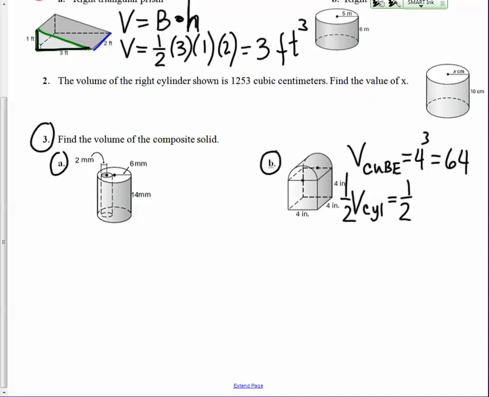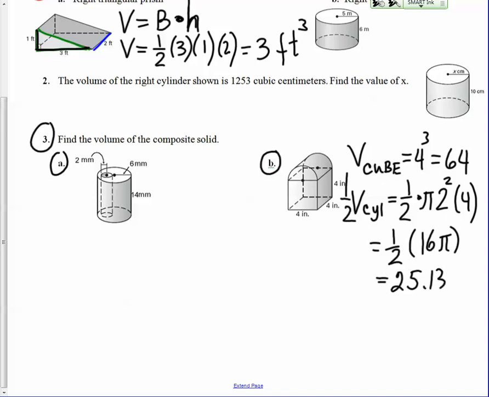So let's see. The volume of the cylinder should be pi r squared times h. I'm writing this 1/2 because I'm looking only for the half, and then r, in my case, is going to be 2 squared, and times h, the height of the cylinder, which is 4. So let's see. 1/2 times 16 pi will give me about 8 pi, which is 25.13.